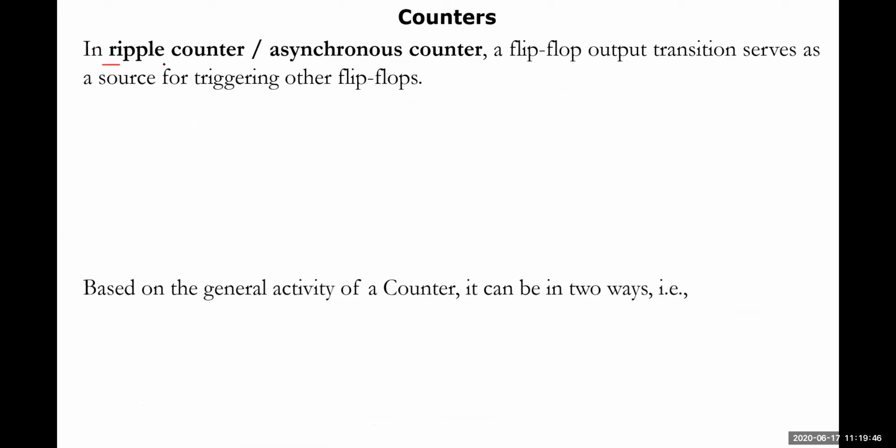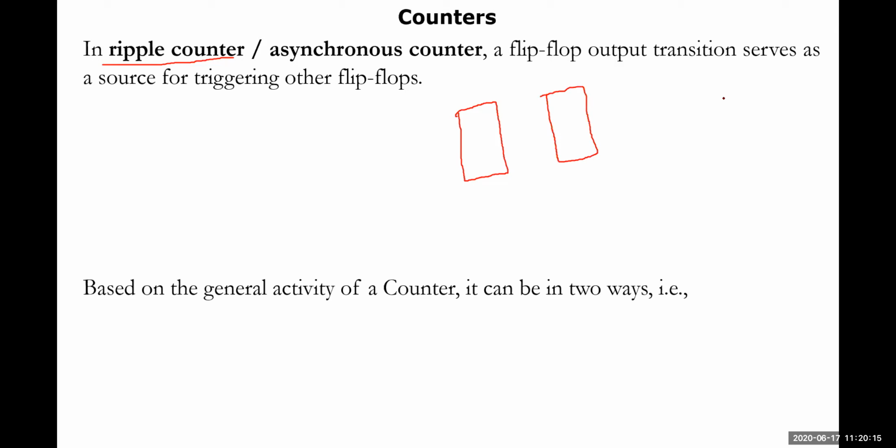So in a ripple counter, what exactly is taken? The flip-flop output will be transited and serves as a source for triggering the other flip-flop. What does it mean? Let us take an example here. This is the first flip-flop. Whatever the flip-flop type it might be, whether it is SR, JK, D, or T, we don't bother about this here. So this is the second flip-flop which is being taken into consideration.